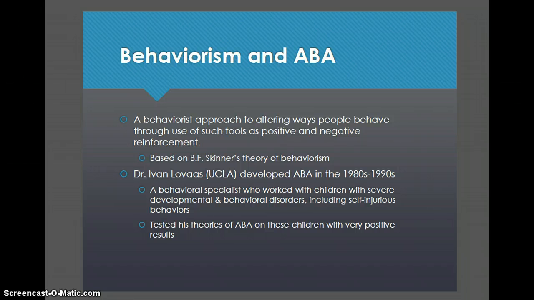Dr. Ivan Lovaas at UCLA developed ABA in the 1980s and the 1990s, building off B.F. Skinner's theory. Lovaas was a behavioral specialist. He worked with children with severe developmental and behavior disorders, including self-injurious behavior. So he was really interested in finding a way to change these children's behaviors because they were harming themselves. When he tested his theories of how to apply the theories of behaviorism to teaching children, he had very positive results.